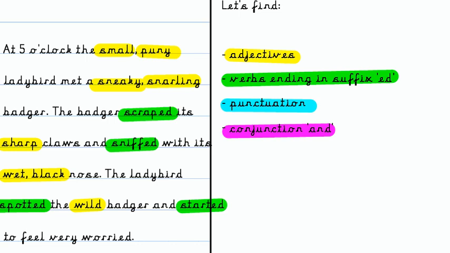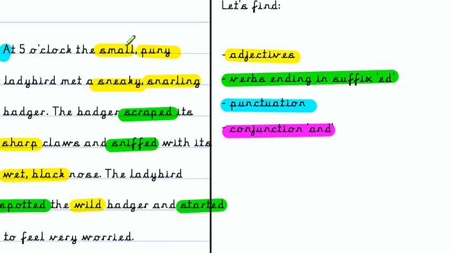Brilliant. Okay, now I'm going to look for some punctuation, everybody, with this sort of blue colour. And by punctuation, I mean our full stops and our commas and our capital letters. Okay, so beginning of the sentence, we've got a capital here. Well done, Miss Parsons. Lovely.